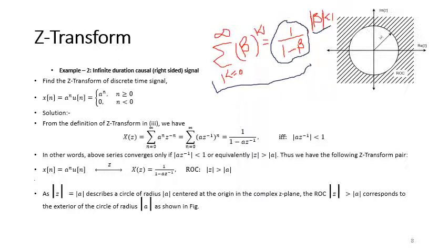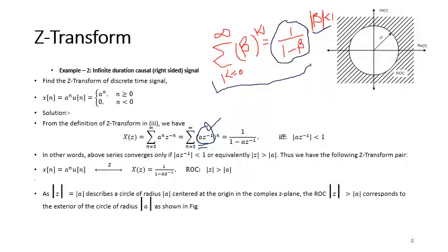Similarly, this will converge only when the absolute value of a times z inverse is less than 1. If it is equal to 1, you understand what will happen, right? This will diverge, because if you sum 1 infinite times, it will not be finite, or for any other value. So it will converge only when the absolute value of this term is less than 1.